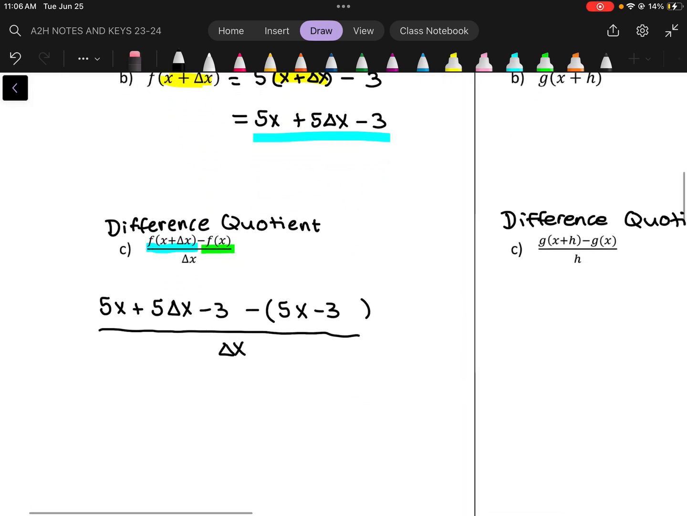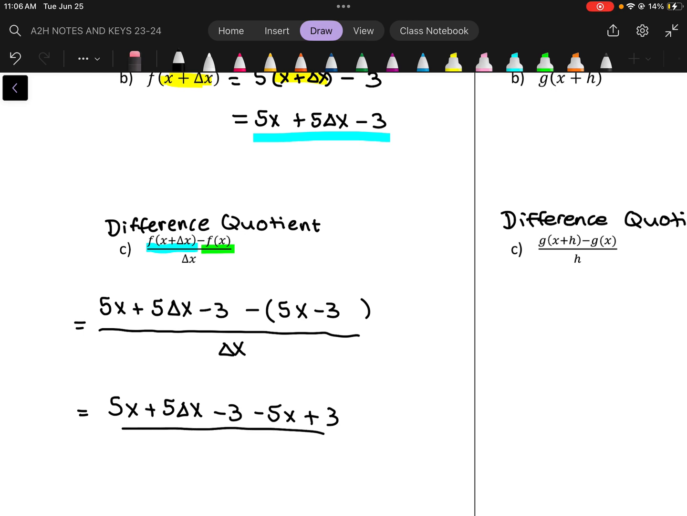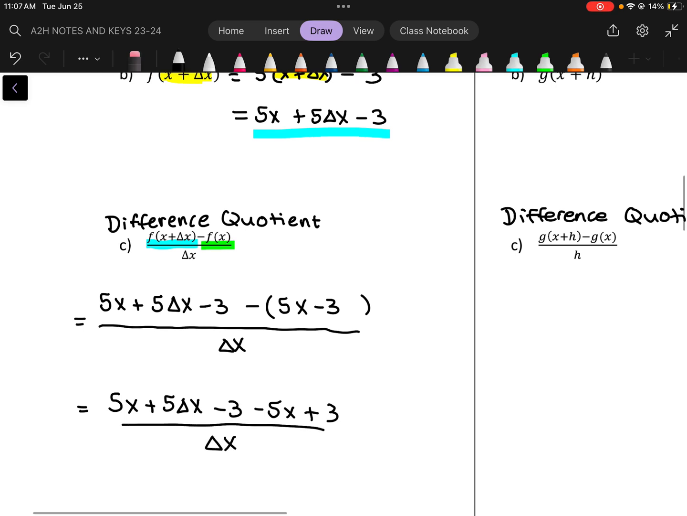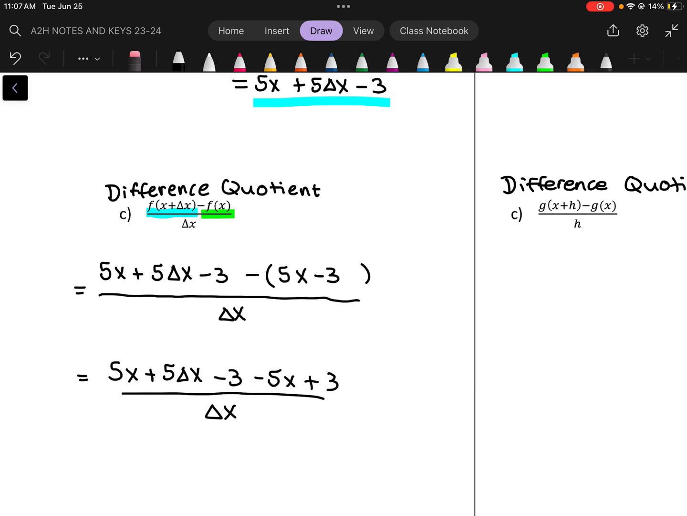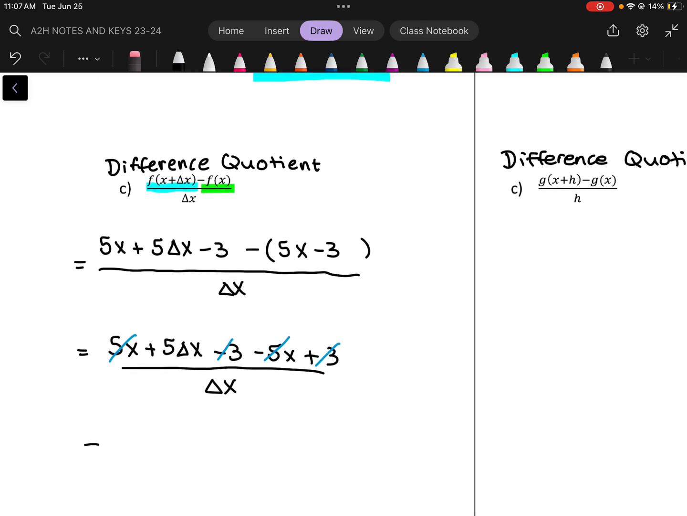Now, biggest mistake people forget to do is distributing this negative all the way, right? So we're going to write 5x plus 5 delta x minus 3 minus 5x plus 3. And what you will notice is some things that are going to combine to be 0. So 5x and negative 5x, that's 0. Negative 3 and 3, that's 0. And look at that, 5 delta x over delta x.